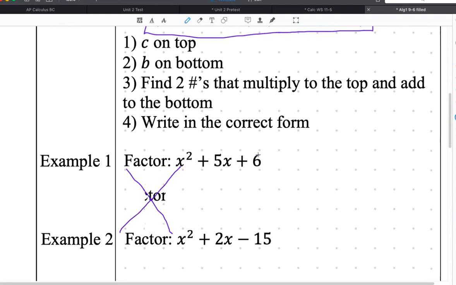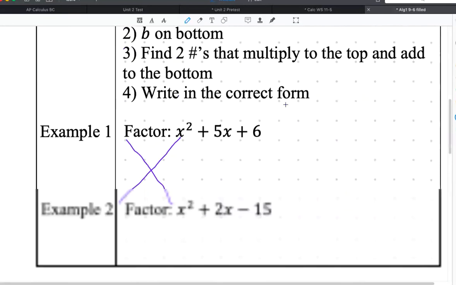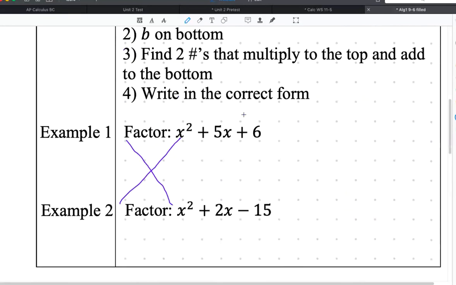Just to be consistent though, up above, I was multiplying to 12. I put the C term on the top. So I'm going to do the same thing. So Emma, like that works and it's 100% correct. It's just going to be a slightly different form. So I'm going to put the 6 on the top, 5 on the bottom, and do a plus and a times. As long as you know whatever is being multiplied together gets to 6 and adds to 5, 100% good.